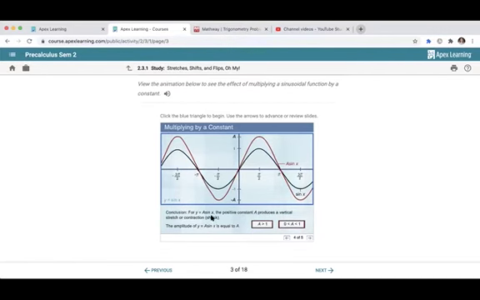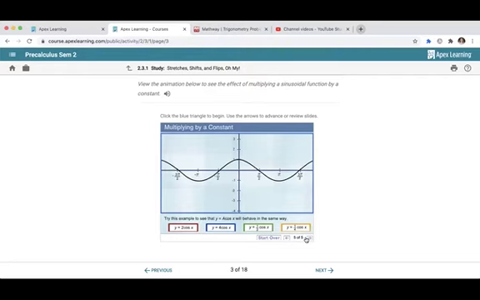So for y equals a sine of x, if we multiply our sine of x function by a, if it is a positive constant, we're either going to stretch or we're going to shrink. If a is greater than 1, we're going to have a stretch. If it's between 1 and 0, we're going to have a shrink. And regardless of whether it's a stretch or a shrink, whatever that constant is, that constant now becomes our new amplitude.